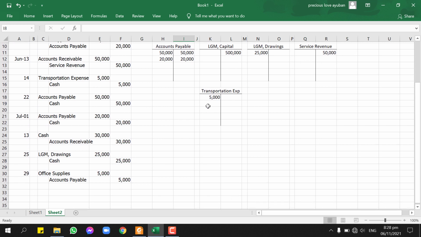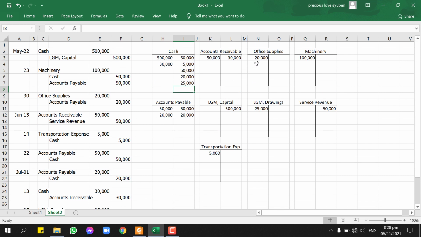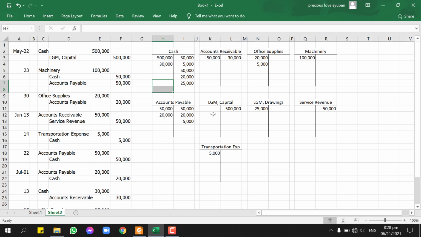Okay, medyo marami yung cash natin. And then, debit ng office supplies of 5,000. And then, accounts payable of 5,000 credit. Okay. So, eto na yung ating T-accounts. So, hopefully, nasundan.